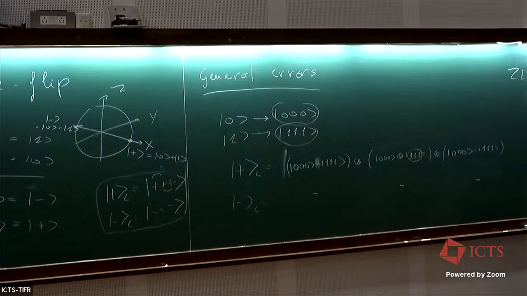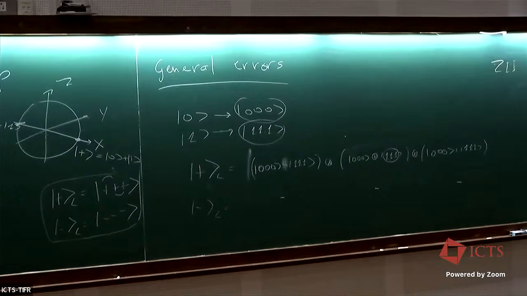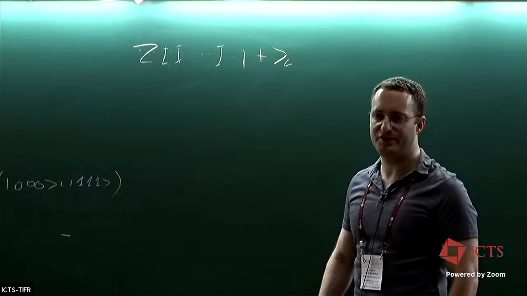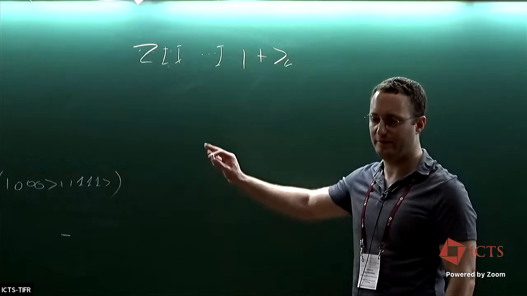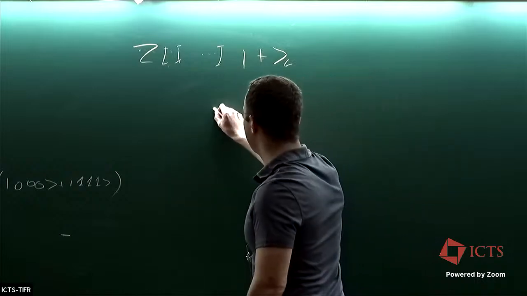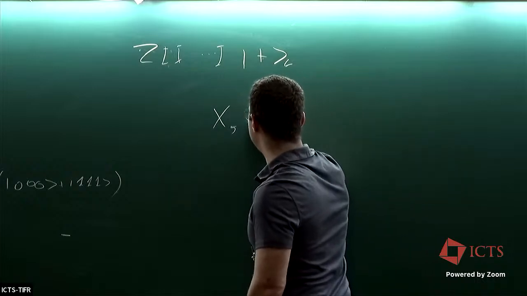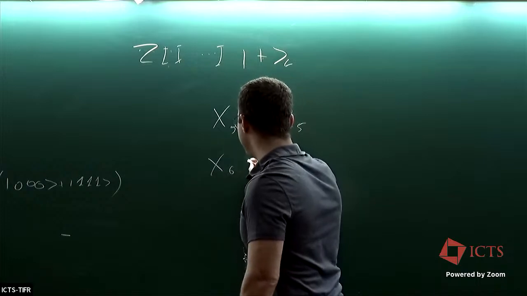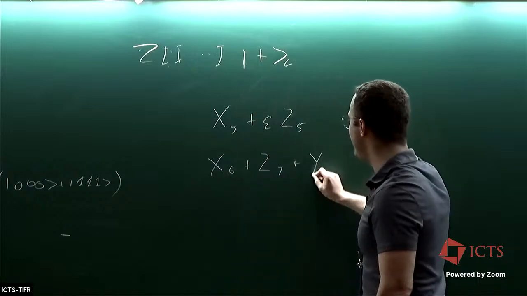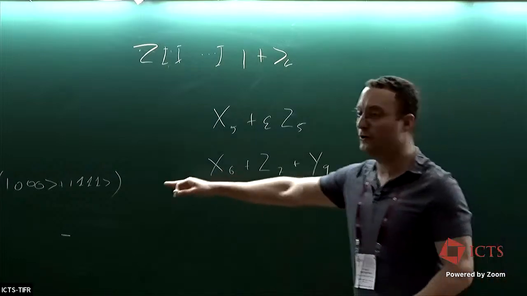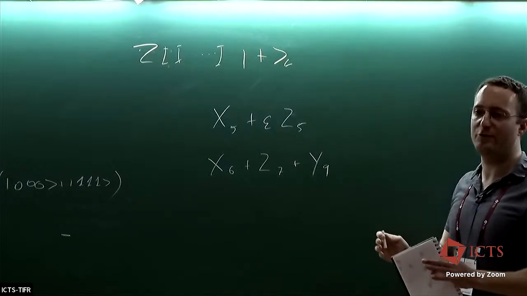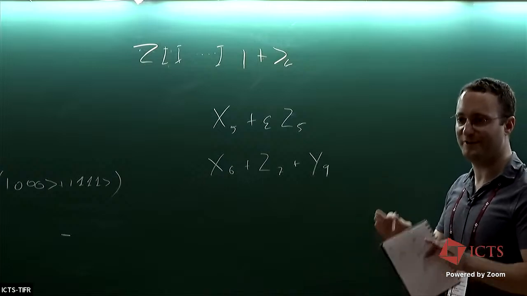So the only errors you consider is an error multiplied by alpha. Any error that you can write as a superposition of single qubit errors will be correctable by this code. So, for example, an error such as X5 plus epsilon Z5, that's correctable. However, if you have errors such as X6 plus Z7 plus Y9, this is a multi-qubit error. Our code is not equipped to deal with those in general. Okay? But it doesn't matter if it's a superposition or not. What's important is that you stay confined with single qubit errors.